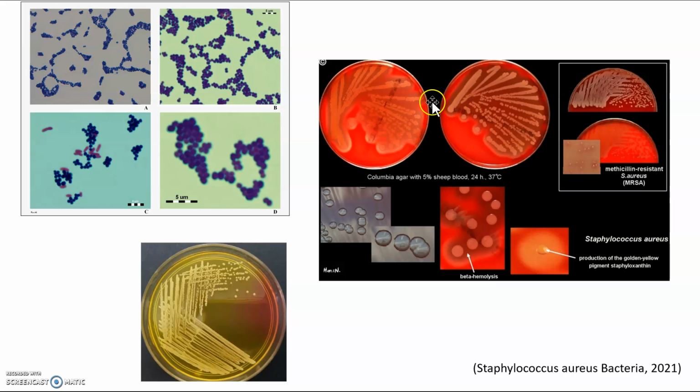Here it is on a sheep agar, blood agar, or sheep's blood agar. And you can see the beta hemolysis here. And then here it is on a mannitol salt agar. And you can see that as it ferments that mannitol sugar, it turns bright yellow.